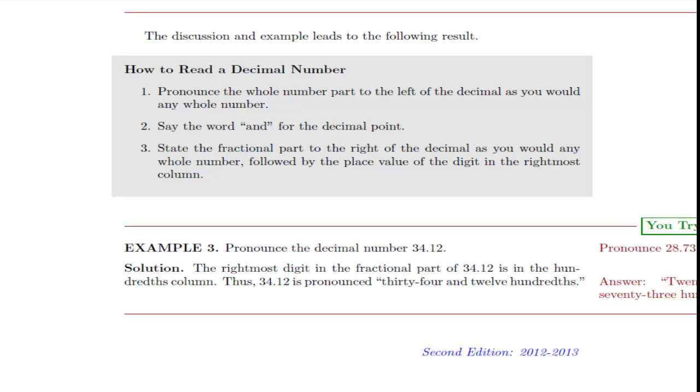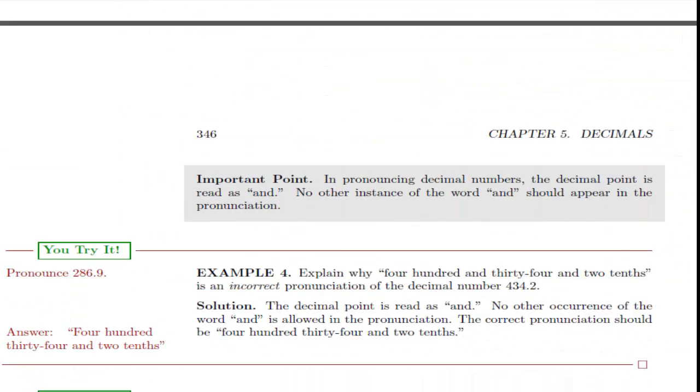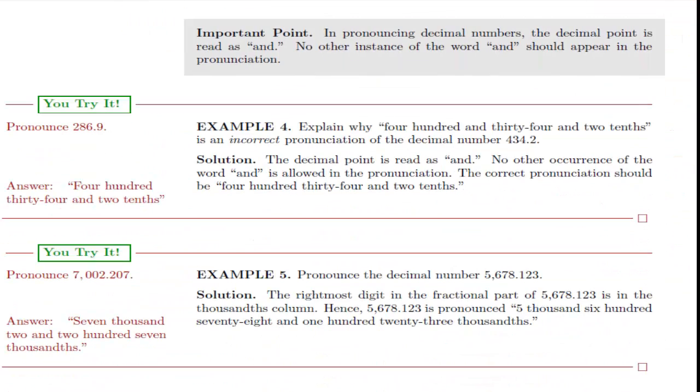Example 3. Pronounce the decimal number. Solution. The rightmost digit in the fractional part of the decimal number is in the hundredths column. Thus, the decimal number is pronounced 34 and 12 hundredths. Important point. In pronouncing decimal numbers, the decimal point is read as "and." No other instance of the word "and" should appear in the pronunciation.